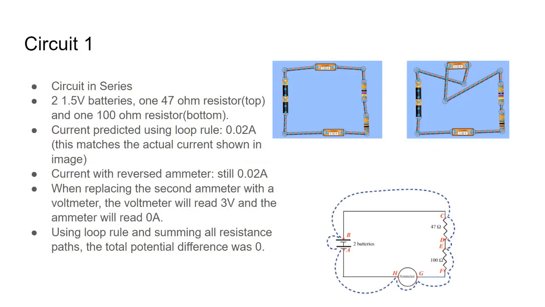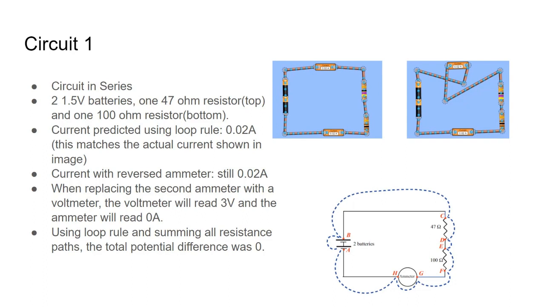So for our first circuit, we have a circuit in series with two 1.5 volt batteries, one 47 ohm resistor on top and a 100 ohm resistor on the bottom. And using the loop rule, I predicted the current to be 0.02 amps. And as you can see in the image, this matches what the prediction was. And when you reverse the connections of the ammeter, the result is exactly the same.